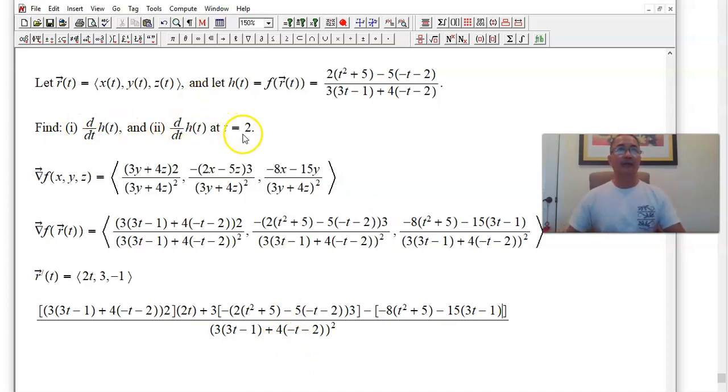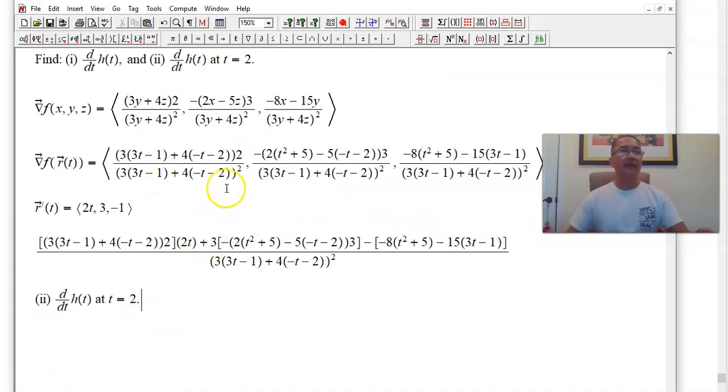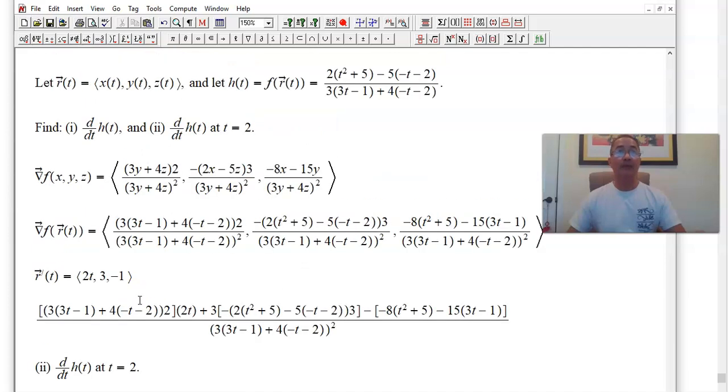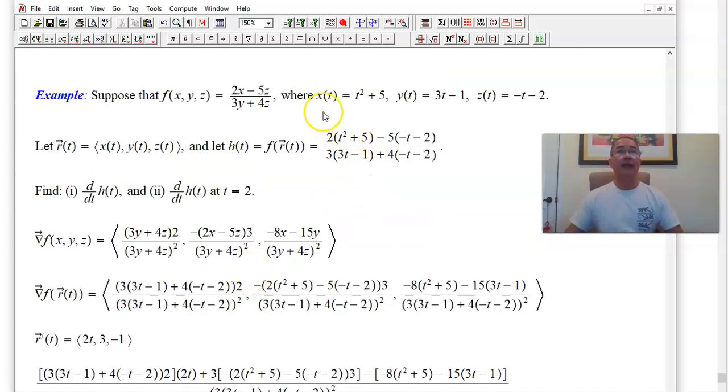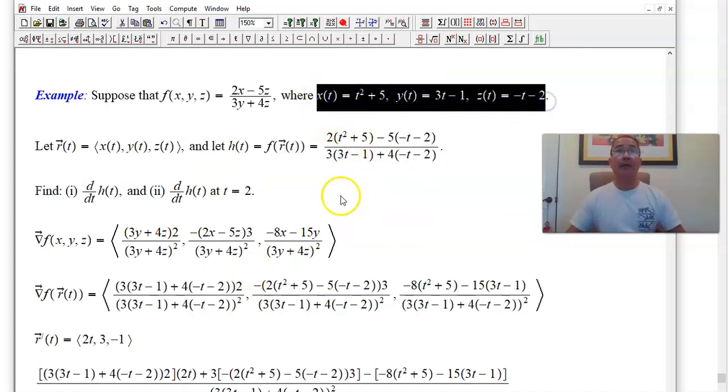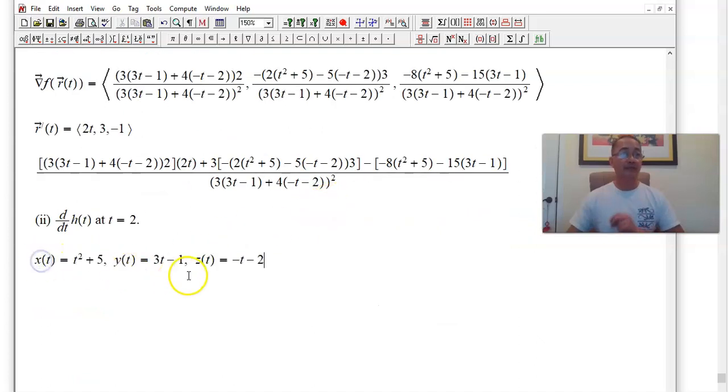We want to find this derivative when t equals 2. So imagine doing that, right? That won't be very pleasant. However, as I mentioned, there is a simpler way to do it, and that is, let's compute the resulting x, y, and z first, knowing that t must be equal to 2. So here are our functions for x, y, and z.